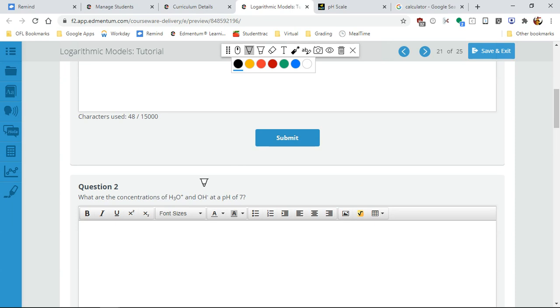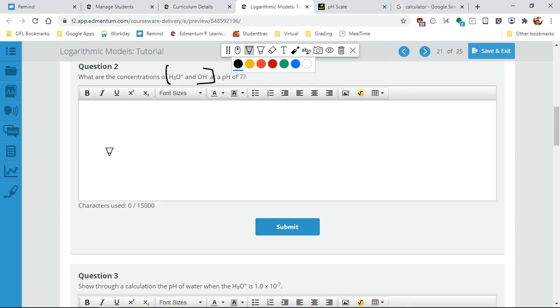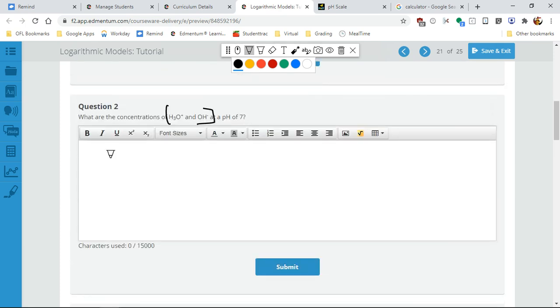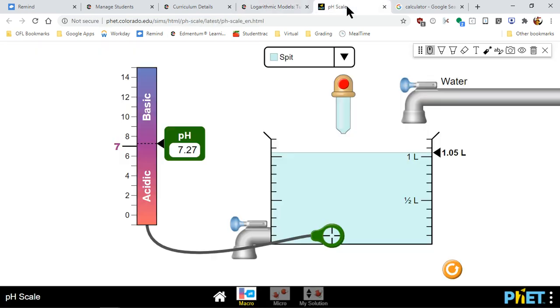What are the concentrations of H3O and HO2? So it's basically asking, what are we doing here with this? Well, the concentrations, they're even. So the concentrations of them are even. It's going to be even H3O and even H2O.